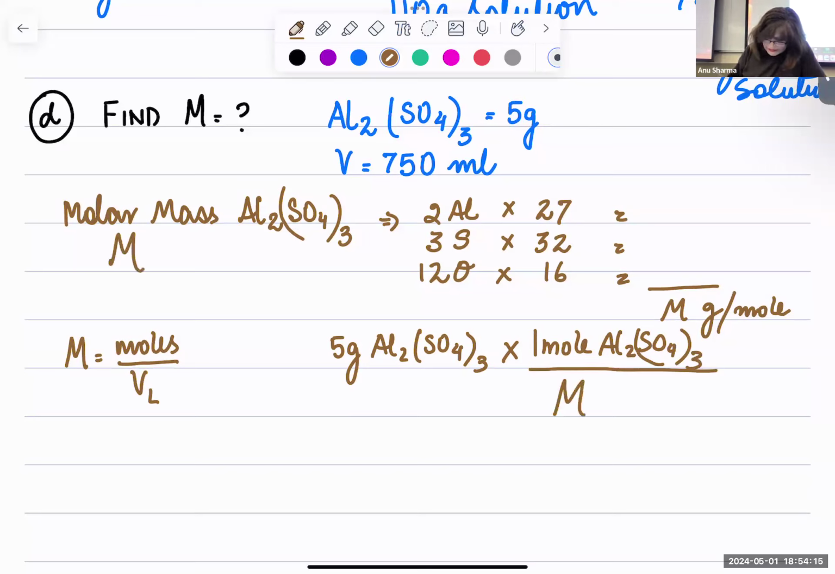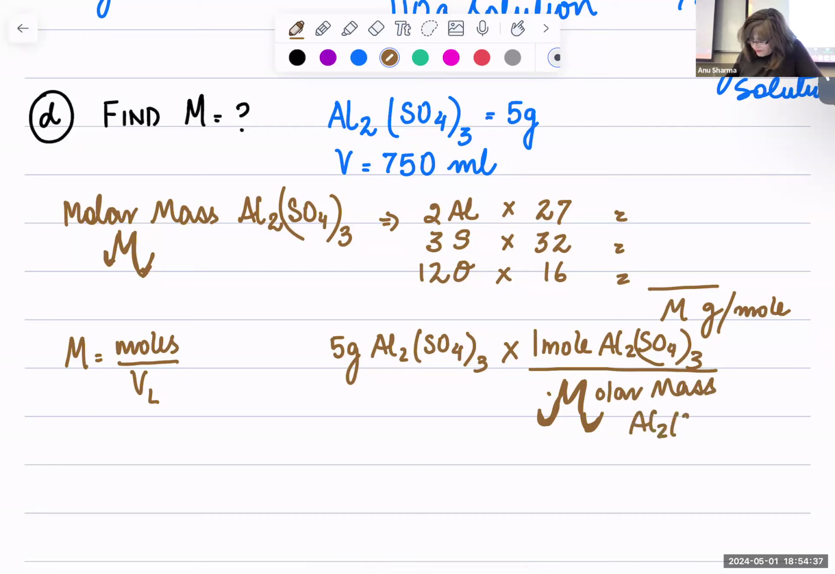Molar mass is always a different type of M, because that is different from molarity. So just look at it. Okay, so molar mass of Al2(SO4)3, whatever you get here, that's going to give you the moles, and then you put the moles.